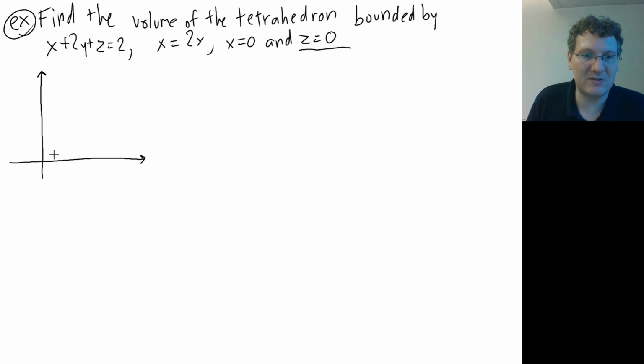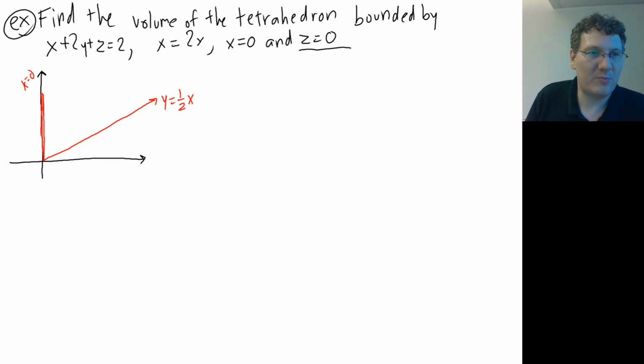Let's take a look at what we can graph of the other stuff on the xy plane. Well, we have x equals 0, so one bound is just the y-axis. Then we have x equals 2y. In other words, that's y equals 1/2 x. That's going to be this line, y equals 1/2 x, or x equals 2y. This is x equals 0.